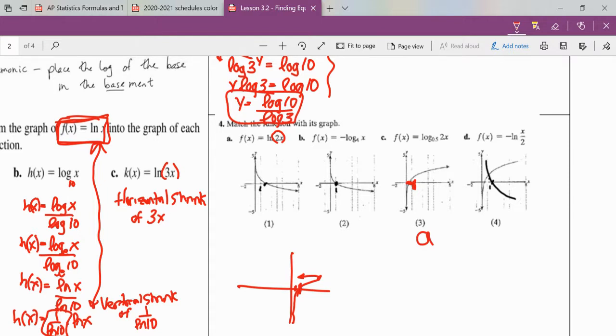Letter B, negative log base 4 of x. So again, if that negative is out front, that's a flip across the x-axis. So that would be this one that's right below it here. It just flips, because normally it goes like this and comes through here. Well, now it just flips over. So now it's going to come from the top and go through 1. So that's letter B.